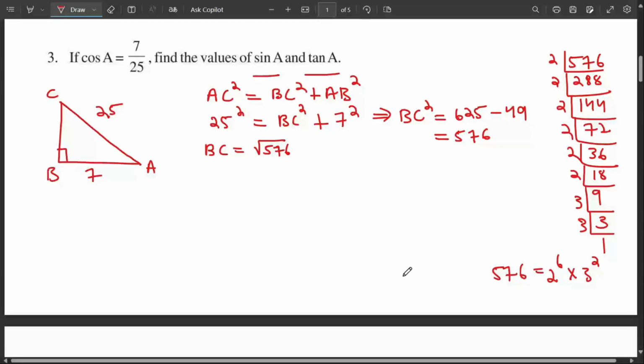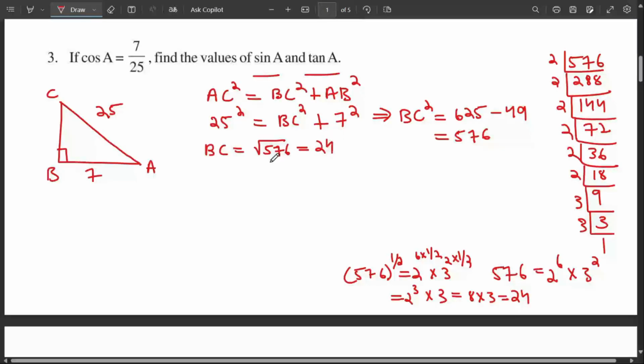We know that square root is nothing but whole to the power 1 by 2. So square root of 576, that is 576 whole to the power 1 by 2, will be equal to 2 to the power 6 into 1 by 2 into 3 square into 1 by 2. So this is equal to 2 cube into 3, which is equal to 8 into 3, which is equal to 24. So square root of 576 is equal to 24. So BC is equal to 24.